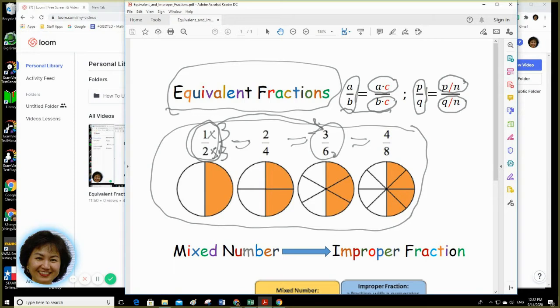And the same thing, look at the 4/8. 4/8 equals 1/2. How did we do that? We just divide both top and bottom by 4. Like 4 divided by 4, 8 divided by 4. We get 1/2.